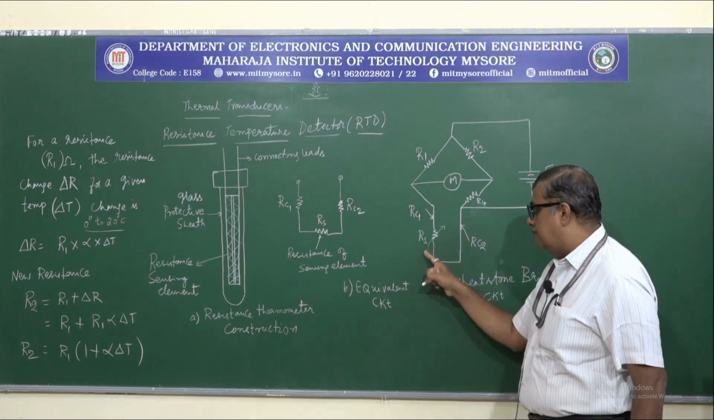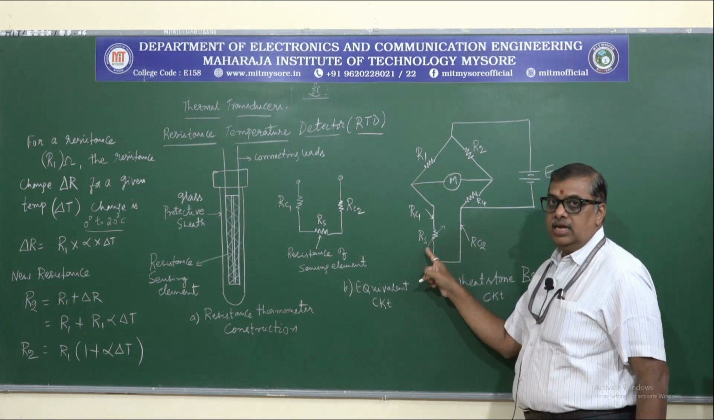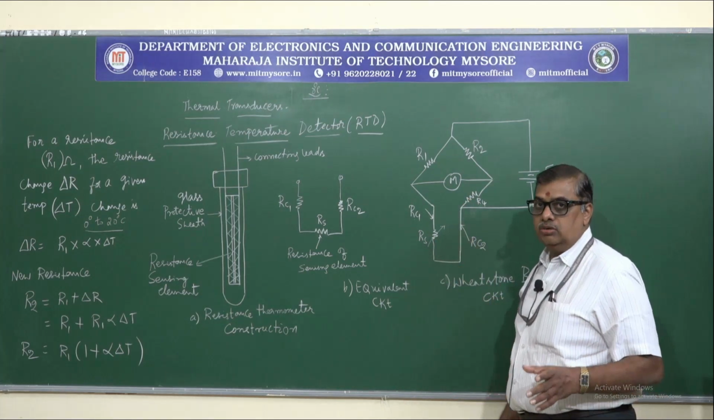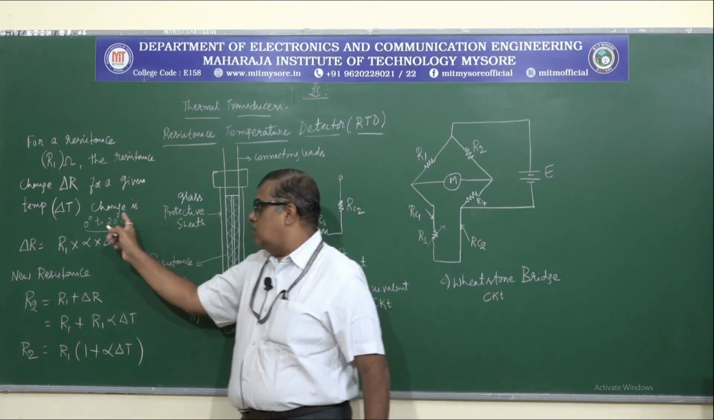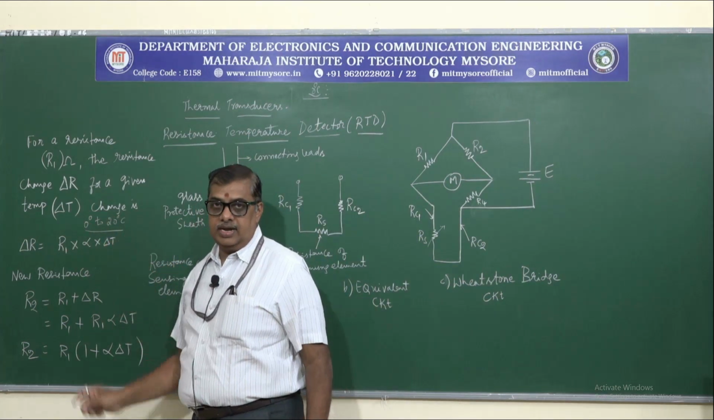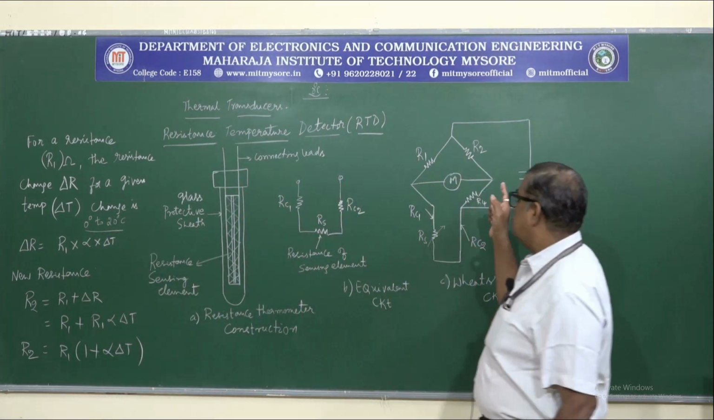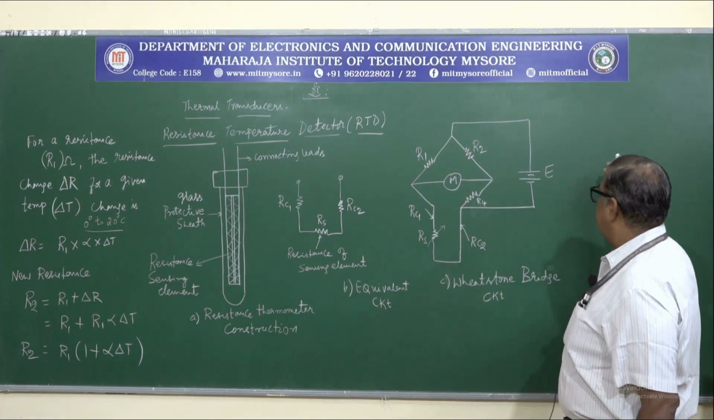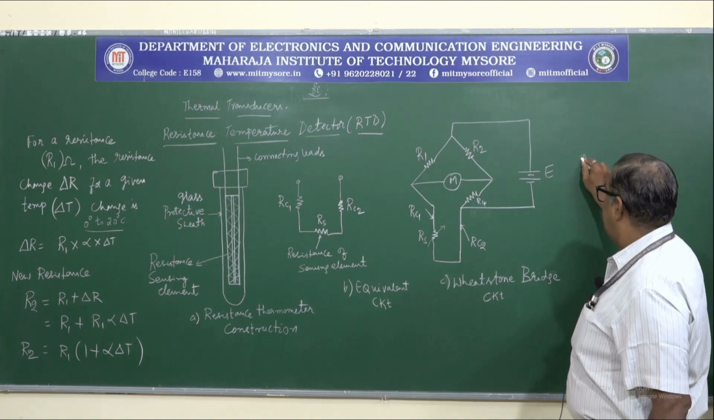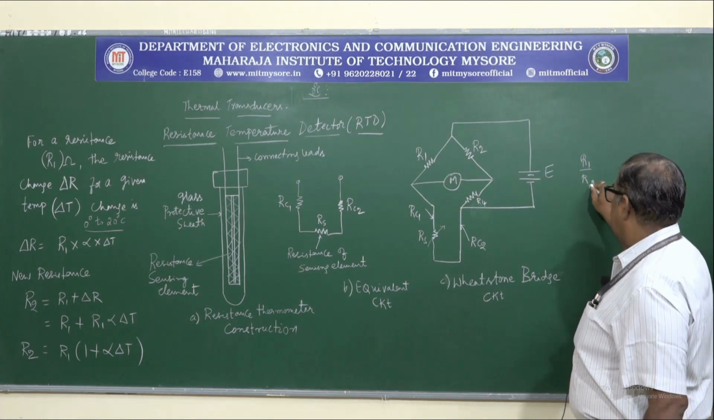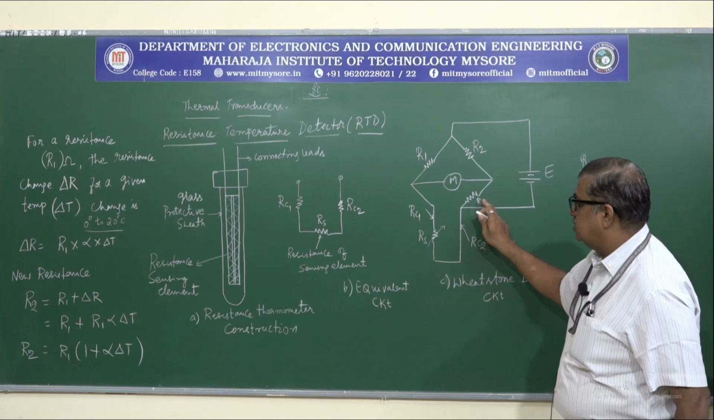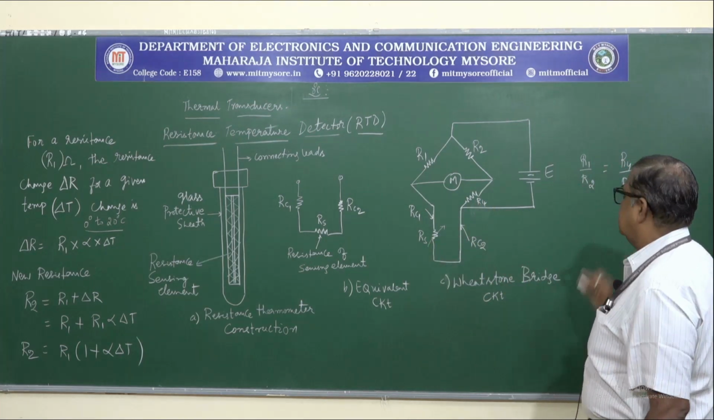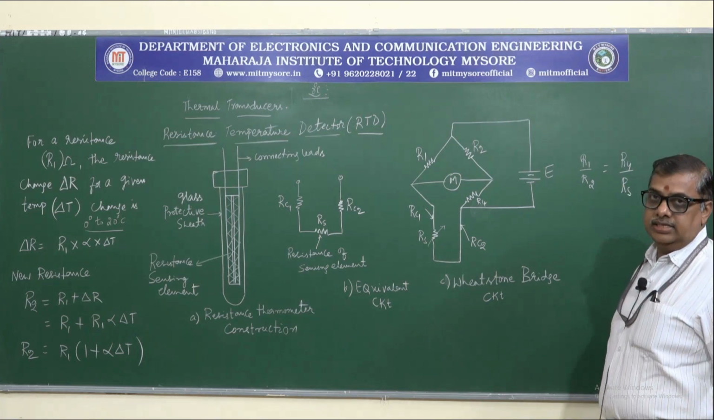So, therefore, I am representing it as the variable resistance. Now, initially we will assume that the temperature is in room condition, that is 0 to 20 degrees. In that condition this Wheatstone bridge is said to be balanced, and you know that the standard formula is R1 by R2 is equal to R4 by RS. So, this is the condition.